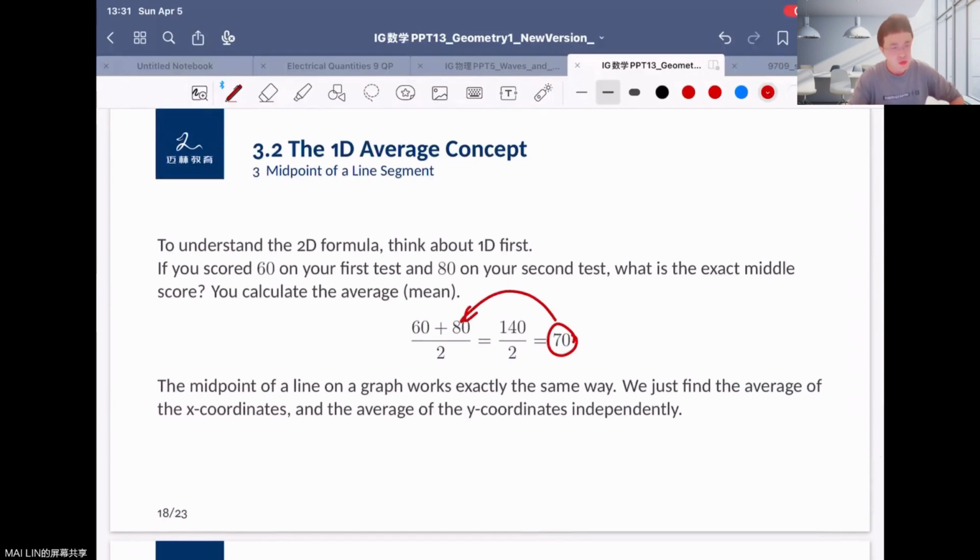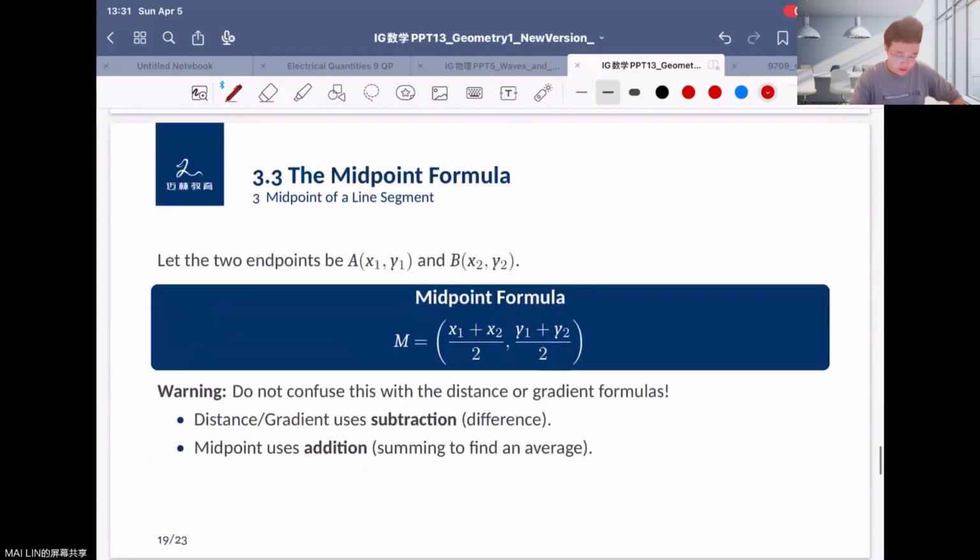So what about the coordinates? Say we have two points A and B, where A's coordinate is (x1, y1) and B's coordinate is (x2, y2). From the x coordinates, we choose (x1 plus x2) over 2 as our midpoint, and also (y1 plus y2) over 2. So the midpoint is ((x1 plus x2) over 2, (y1 plus y2) over 2). That is very important because this is two dimensions: for x we choose a middle value, and for y we also choose a middle value.